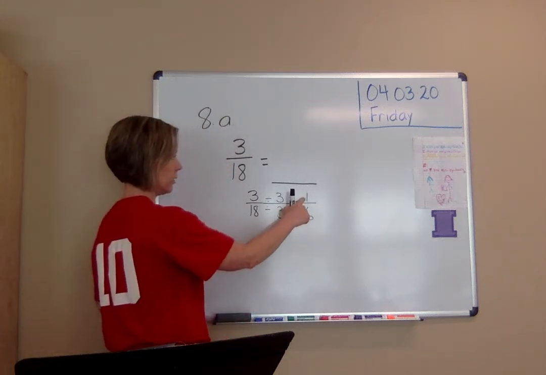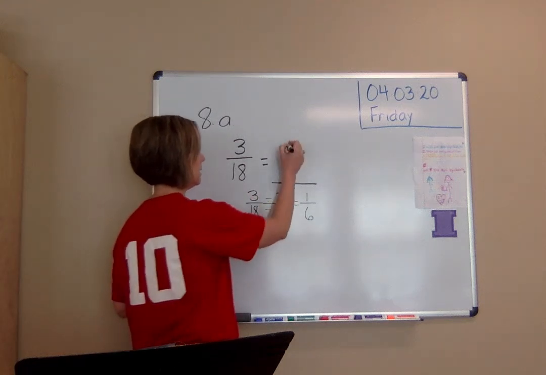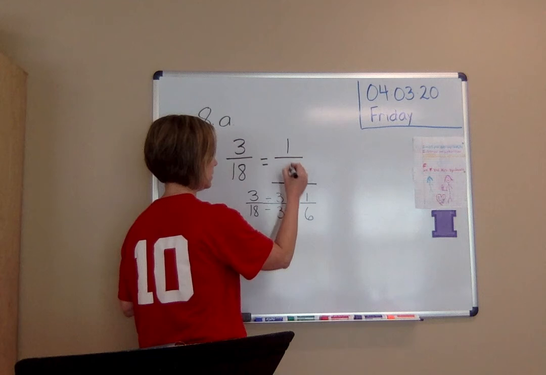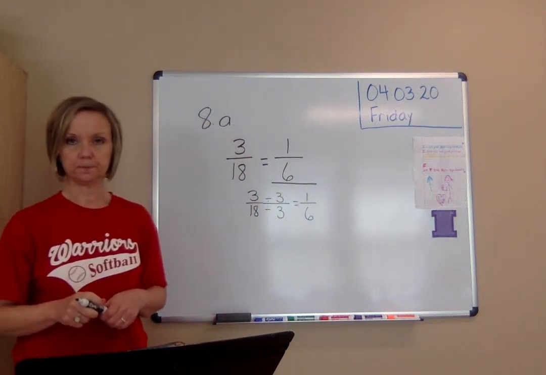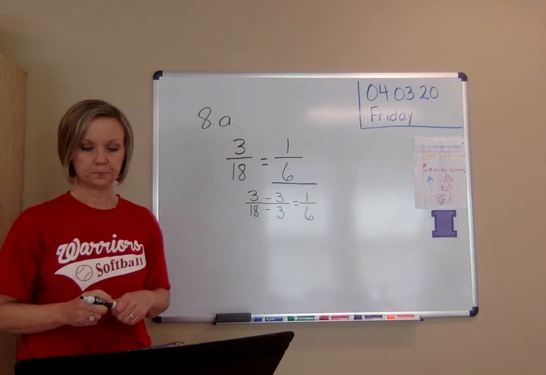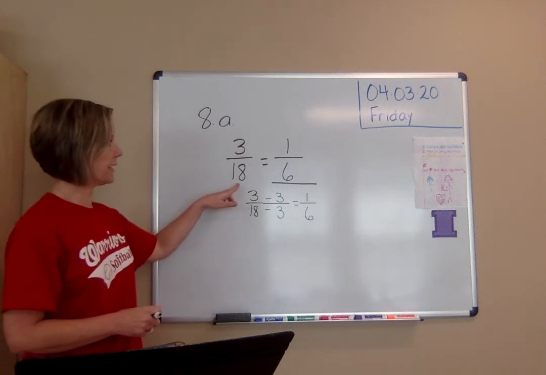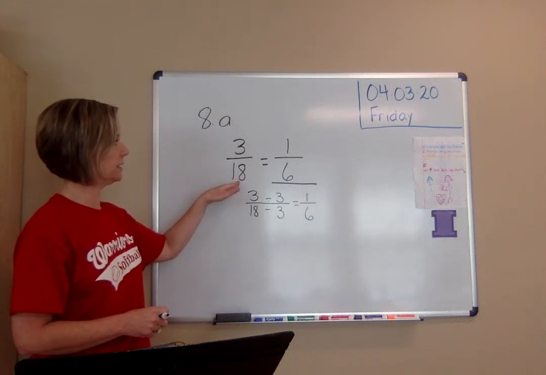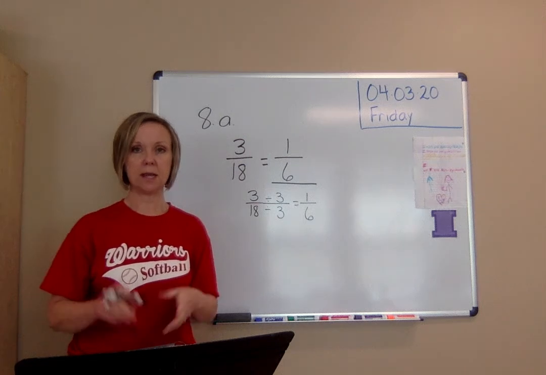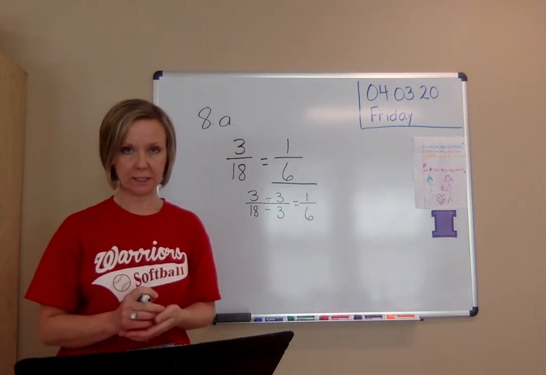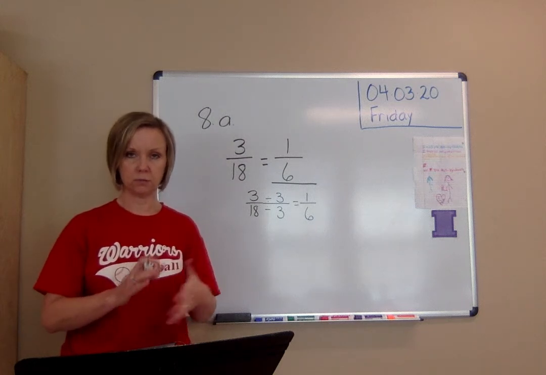And we can check it. 1 times 3 equals 3. 6 times 3 equals 18. So we can reduce 3/18 to 1/6. Okay? So if you had 3/18, a pie divided into that, or a pie divided into 1/6, the same portion would be taken away. That's what those equivalent fractions mean.